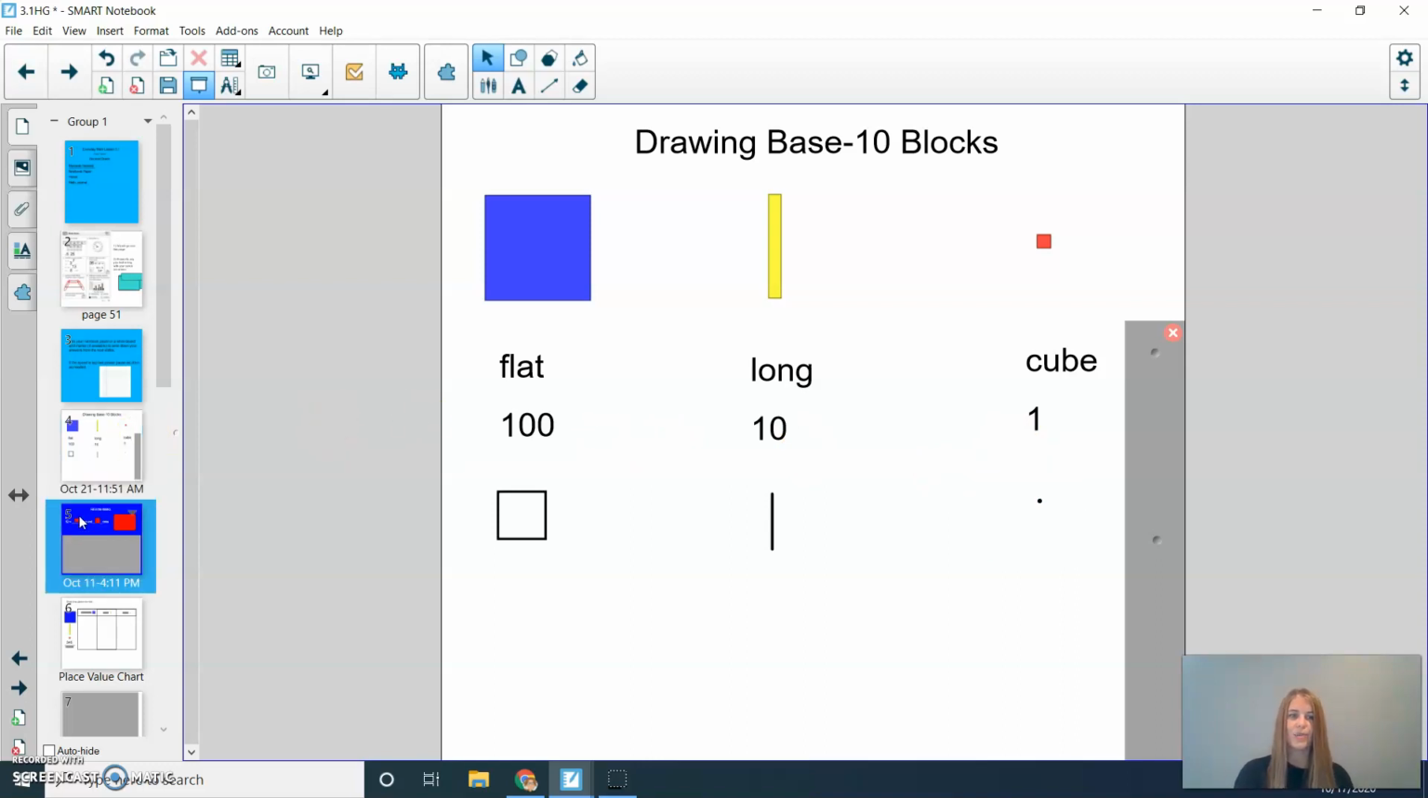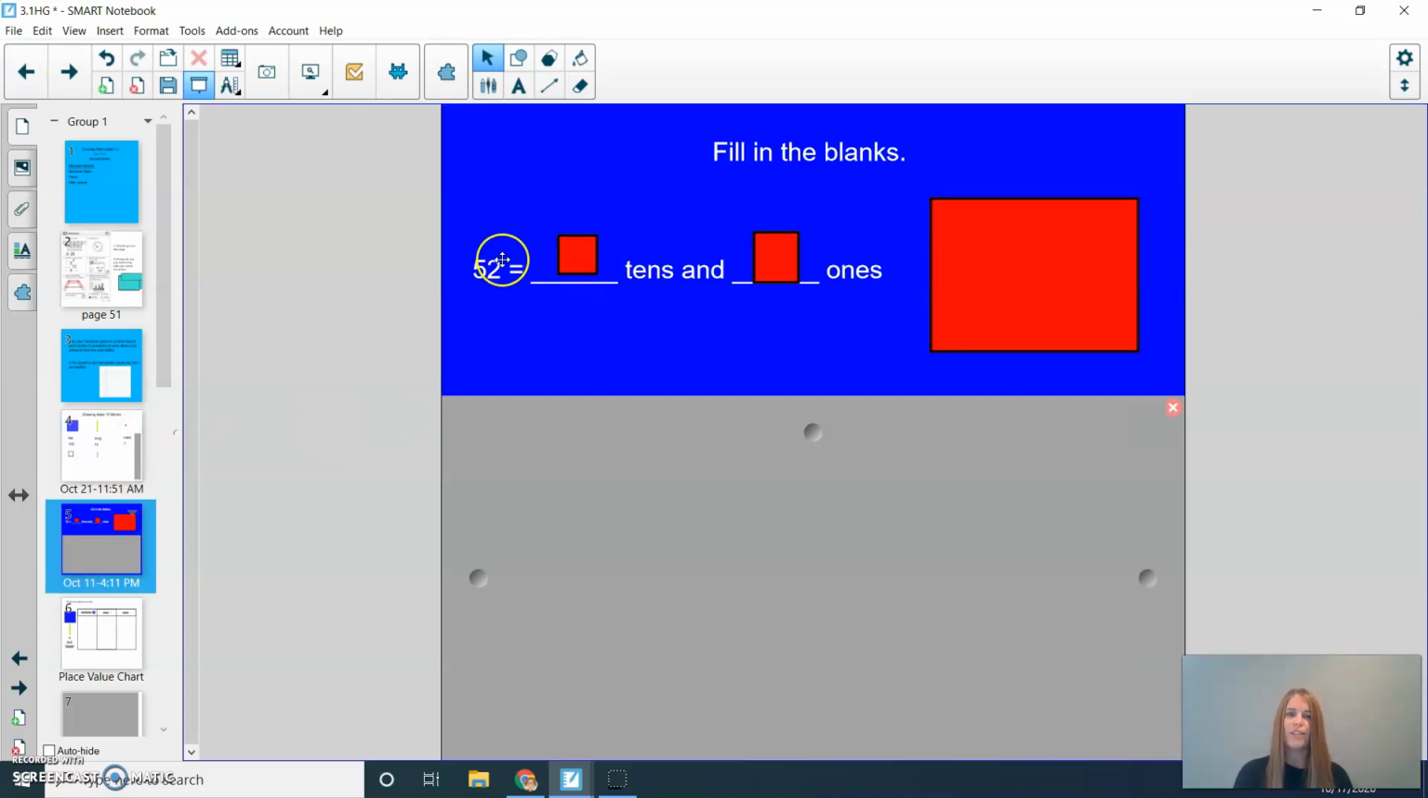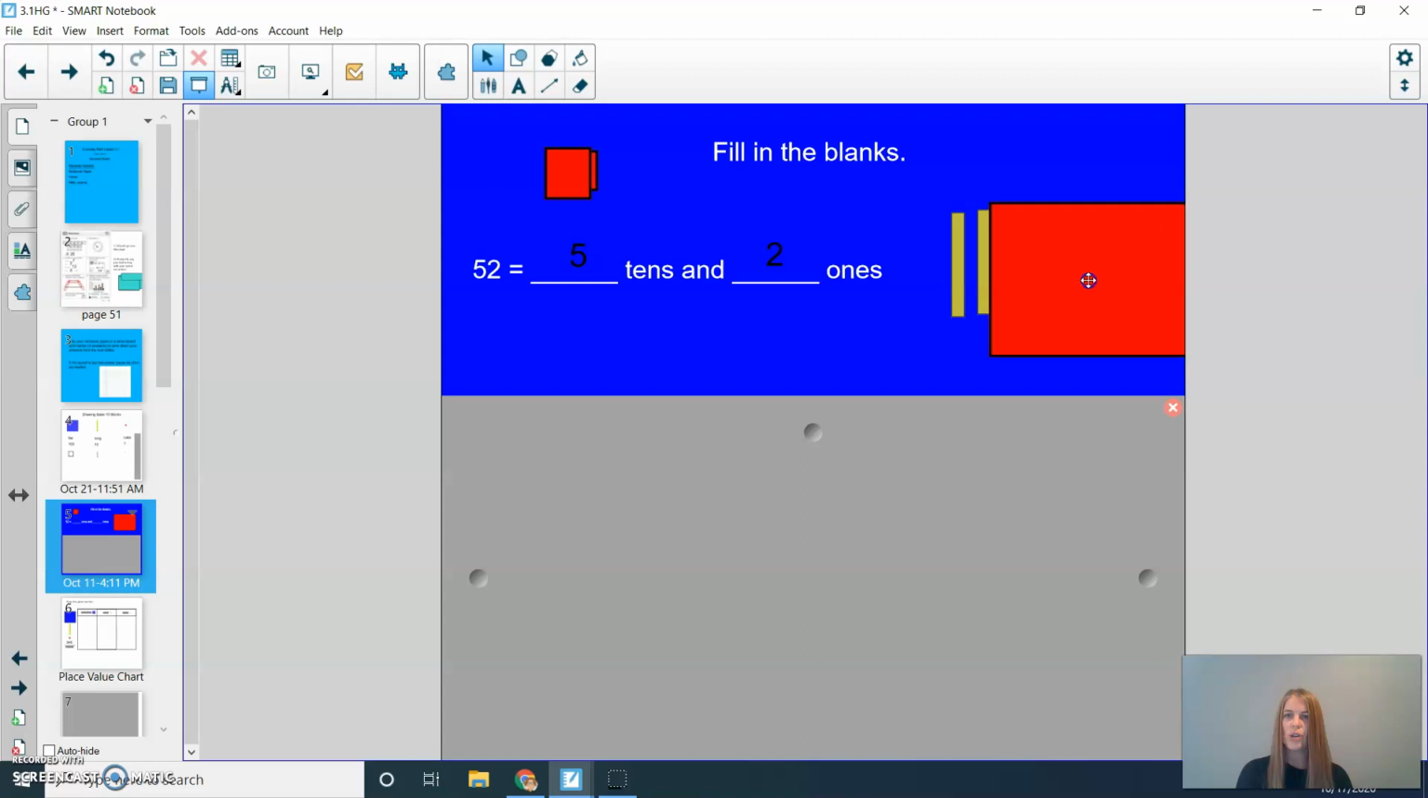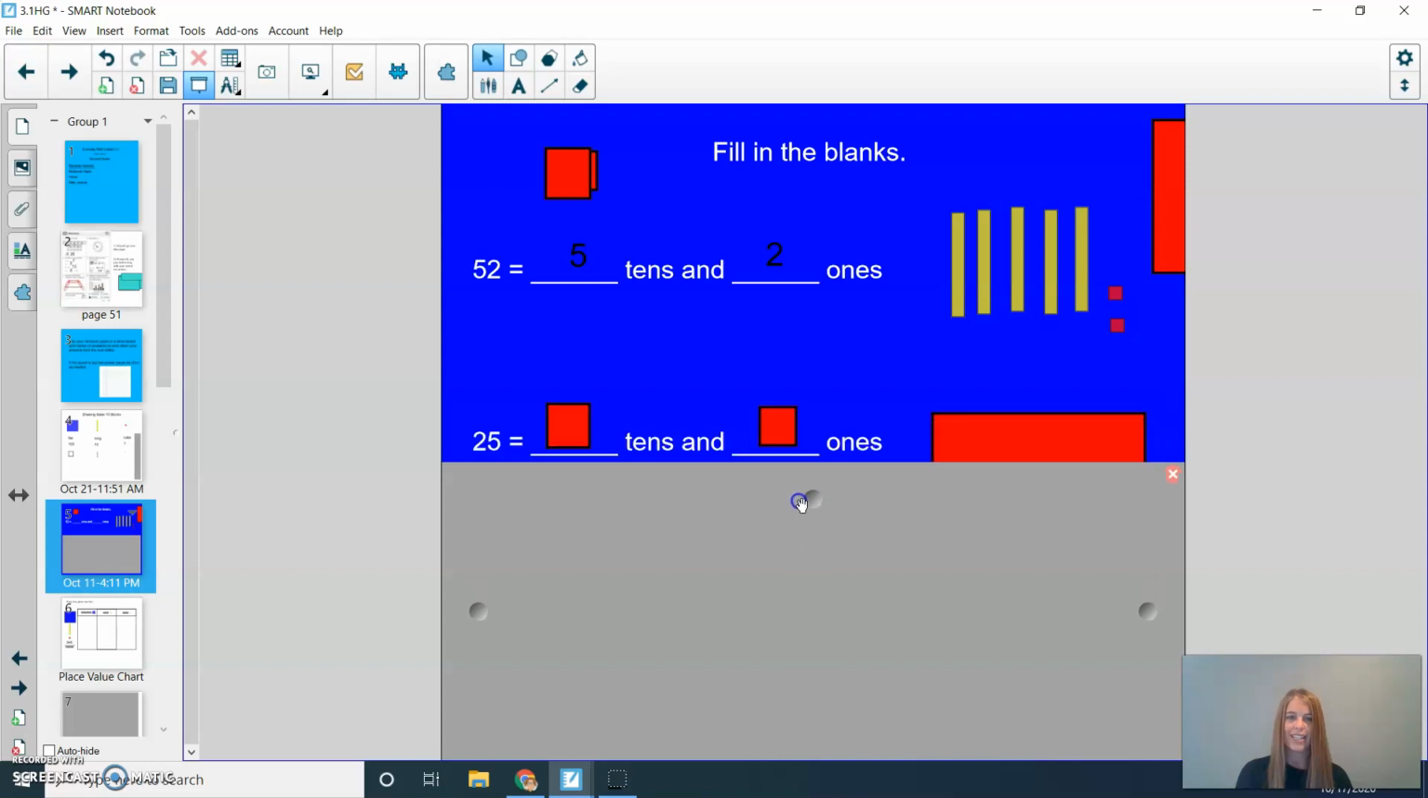On this next one, can you tell me if you have the number 52, how many 10s is that and how many 1s? And if you want to draw a little picture to show 52, that would be great. So 52, you would have 5 10s and 2 1s, and I would show that by showing my 5 longs and my 2 cubes.